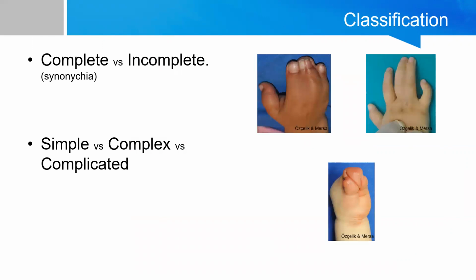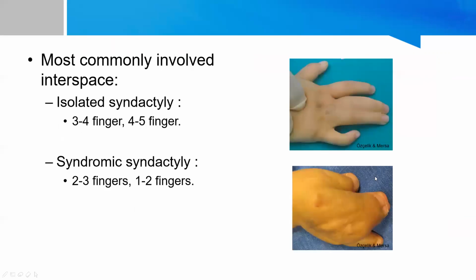The most practical classification, and the one that is used by surgeons, is either complete or incomplete syndactyly, where the complete one means involvement of the nail with synonychia, and the incomplete means the skin element without involvement of the nail. It can also be classified into simple, complex, or complicated, where in simple we have only skin element involvement. In complex we have bony element involvement, and in complicated cases it might include other syndromes and other body parts and systems.